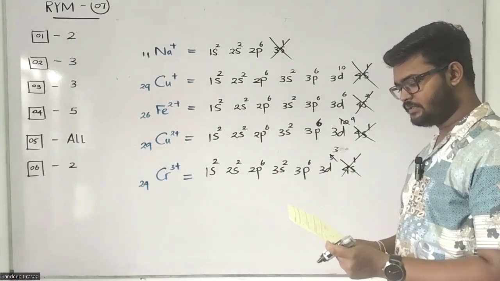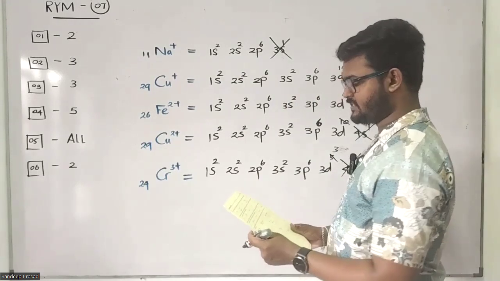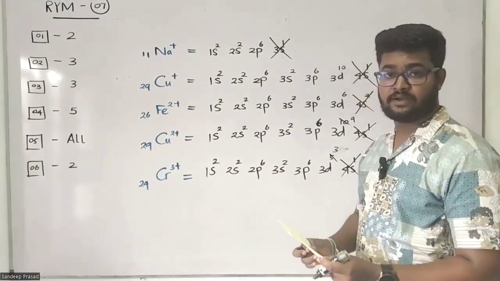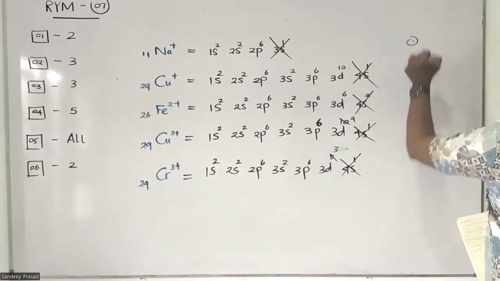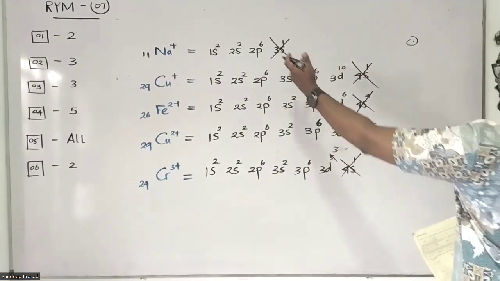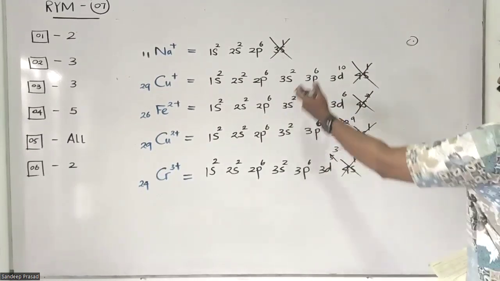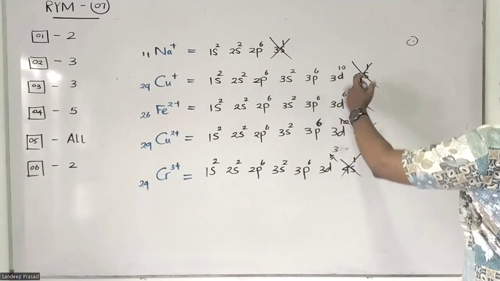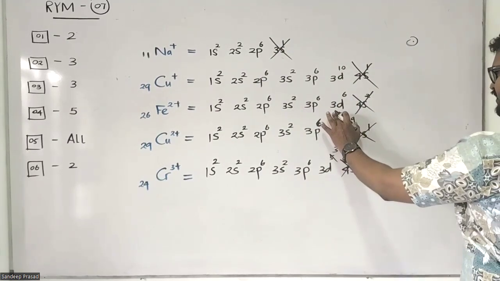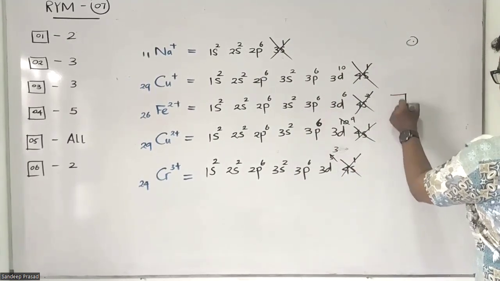They are asking which of the following species has only one unpaired electron. Students, you can see that in Na+ there are 0 unpaired electrons, because all the orbitals are completely filled. Look at Cu+, all the orbitals are completely filled, 3d10 completely filled. What about Fe2+, 3d6?